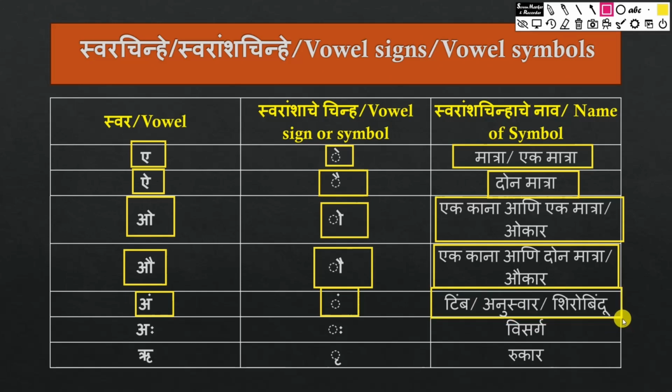Next one, aha. Aha is the two dots after the consonant. Aha means two dots after the consonant, which we call visarga. Okay, aha is visarga. Then the last one is ru.